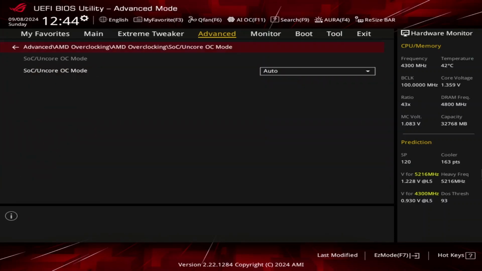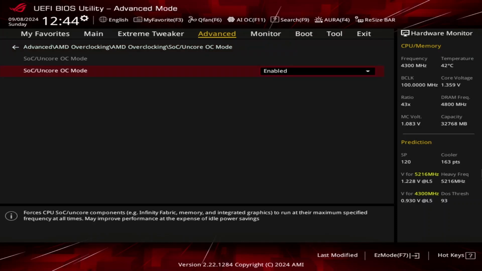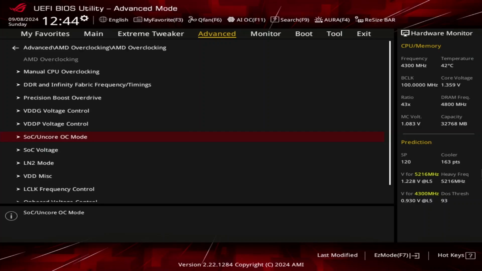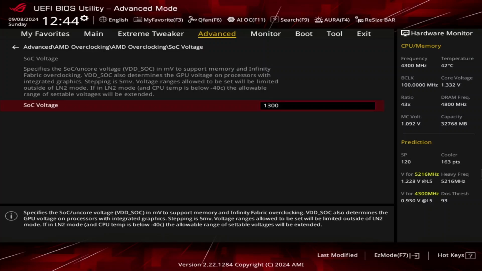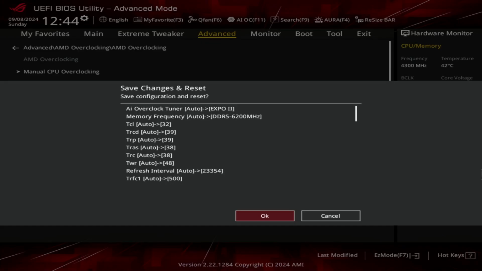Enter the SLC Encore OC mode submenu. Set SLC Encore OC mode to Enabled. Leave the SLC Encore OC mode submenu. Enter the SLC voltage submenu. Set SLC voltage to 1300. Then save and exit the BIOS.